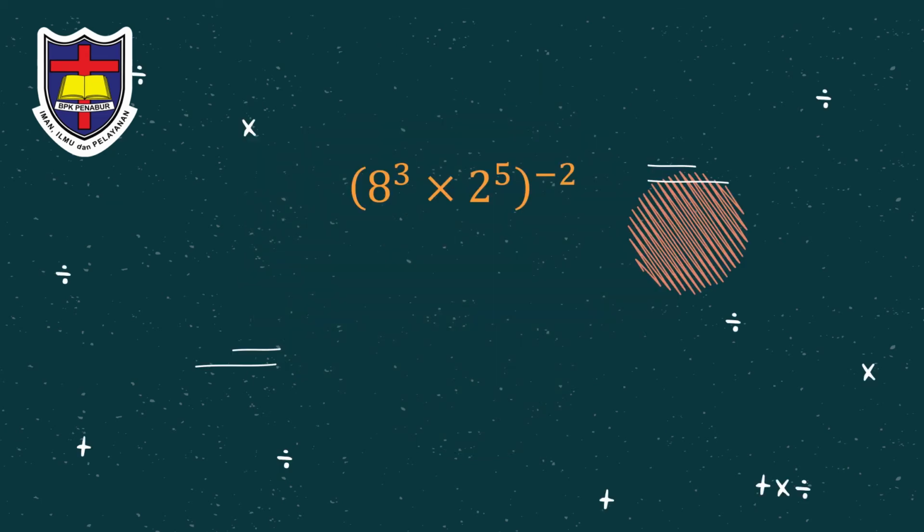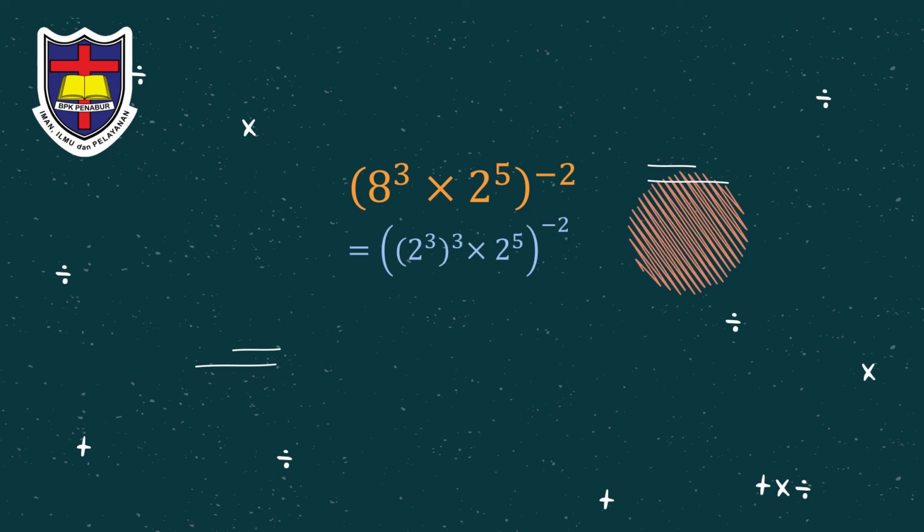For the first example, I have 8 to the power of 3 times 2 to the power of 5, and then to the power of negative 2. So the operation that we must do first is parentheses. So when we face this problem, remember the base number must be the same for us to do the operation. So now we will see the question. Can we make the base number the same?